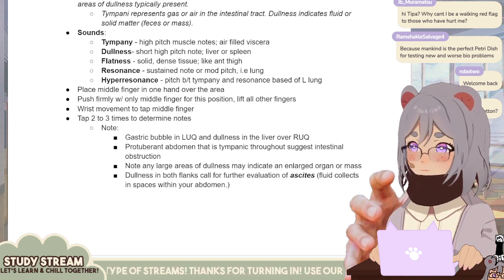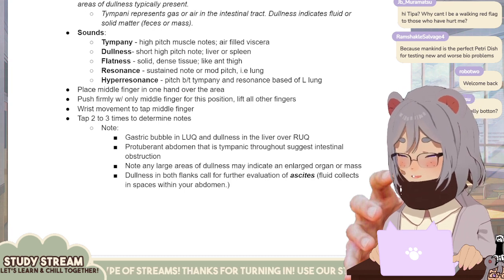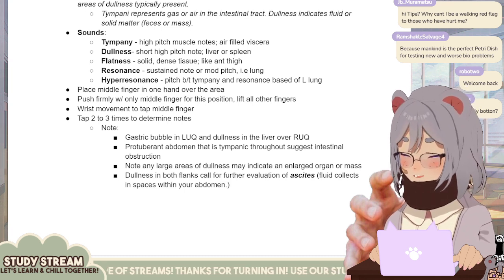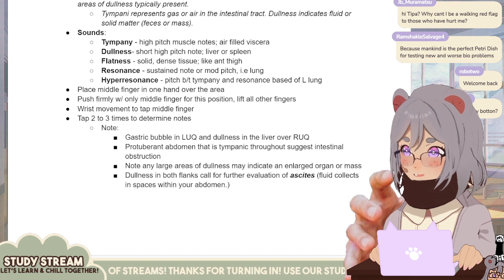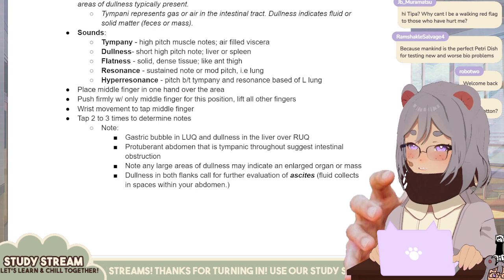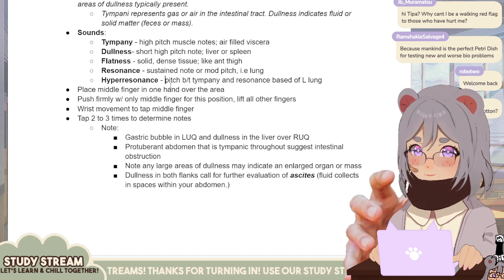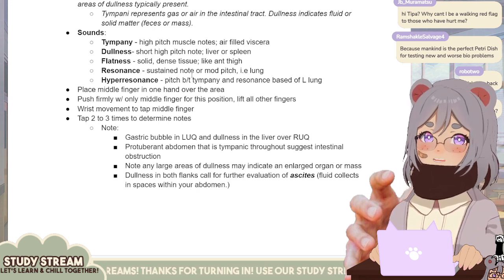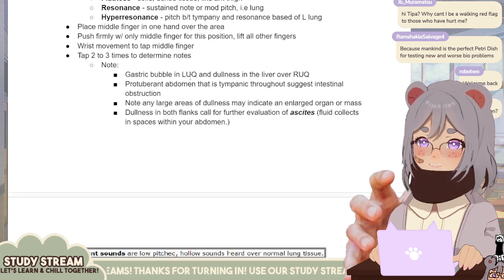Maybe I should mute the music. Something like this. Hold on, my technique is so bad. And that's basically the sound you should hear in someone's abdomen. Maybe. Anyway, let's see.